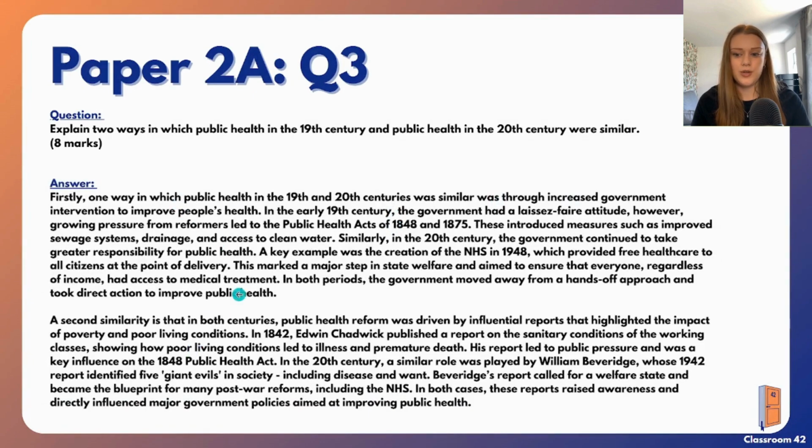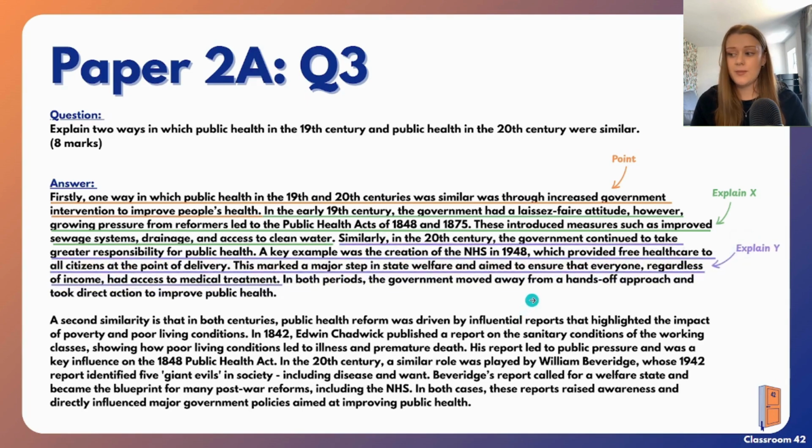Okay, and then we've got our 2 PEEL paragraphs here. So firstly, we go straight in with our first point. One way in which public health in the 19th and 20th centuries was similar was through increased government intervention. Then we need to explain the increased government intervention for the 19th century. So in the early 19th century, the government had a laissez-faire attitude. However, growing pressure from reformers led to the Public Health Acts of 1848 and 1875. These introduced measures such as improved sewerage systems, drainage, and access to clean water.